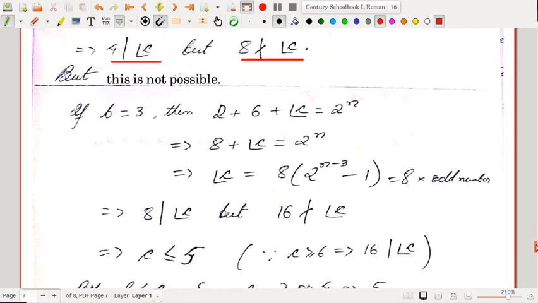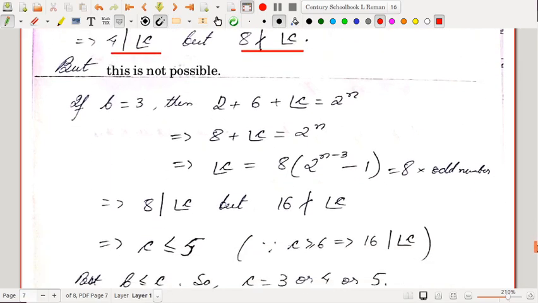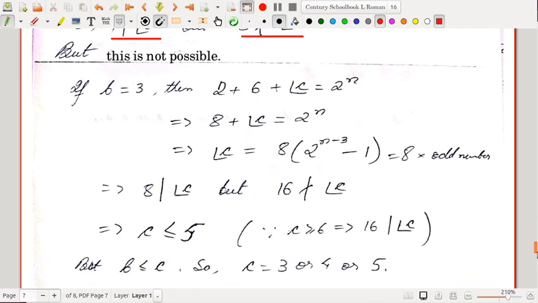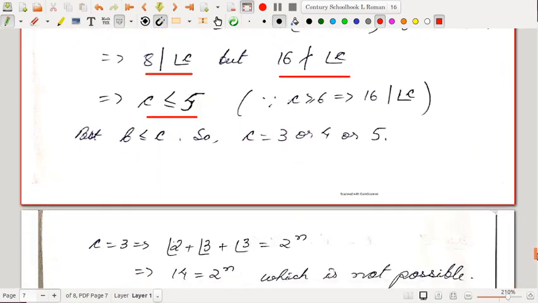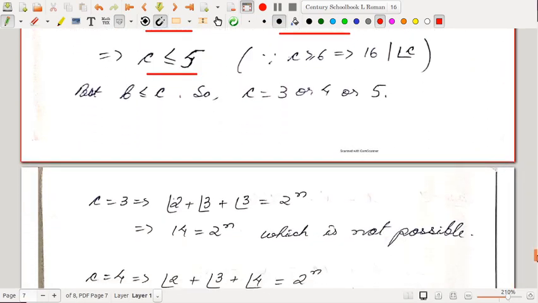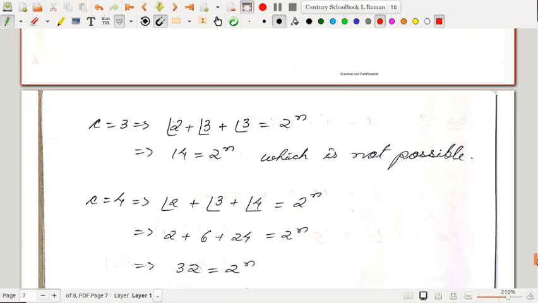So if B equal to 3, then what happens? 2 plus 6 plus factorial C equal to 2 to the power n. That means factorial C is 8 into some odd number. So 8 divides factorial C, but 16 doesn't divide factorial C. So C has to be less than or equal to 5. But B is already less than or equal to C, so C is either 3 or 4 or 5.